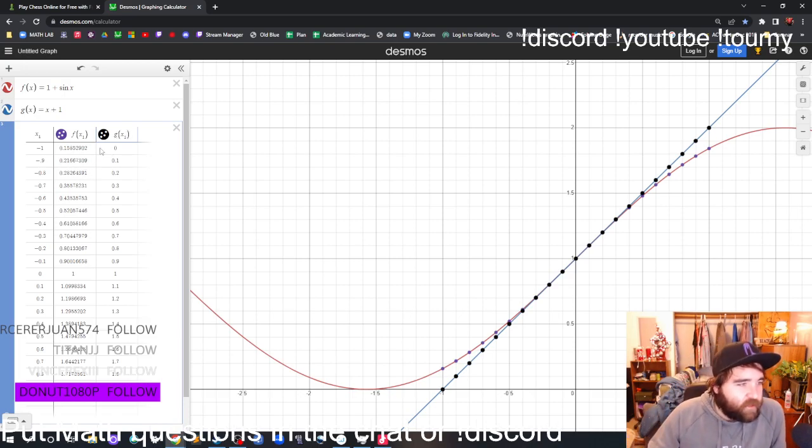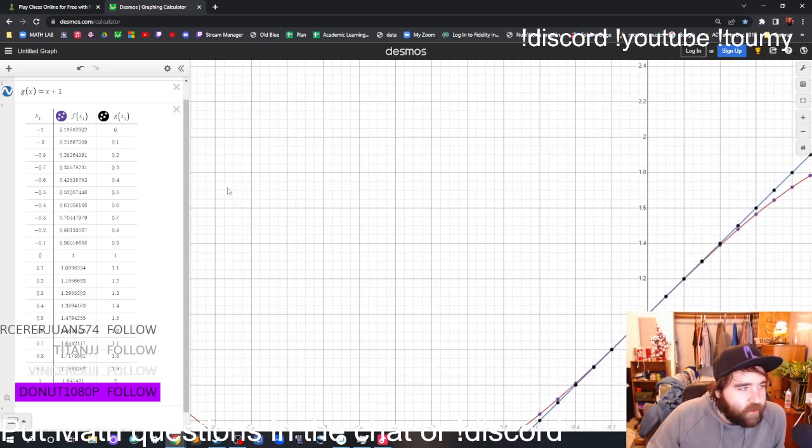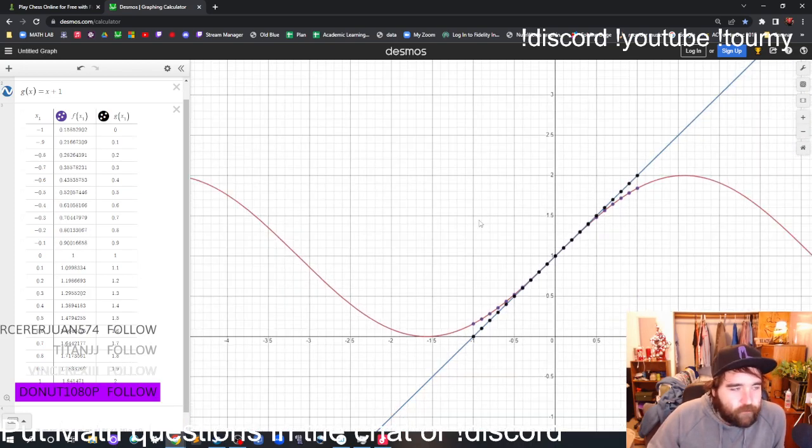And so we can see how right here in the middle, close to 0, they're very close, they're quite close. And they get further and further away as it goes. Of course, we see that on the graph as well, from both directions. That's pretty nice. That's very, very nice.